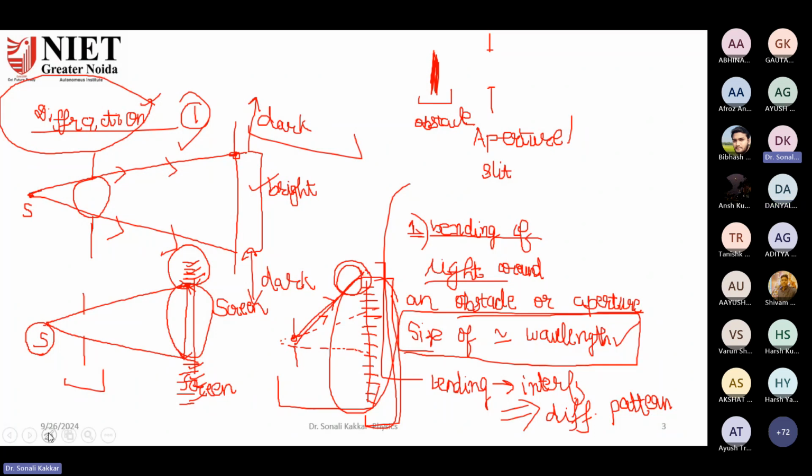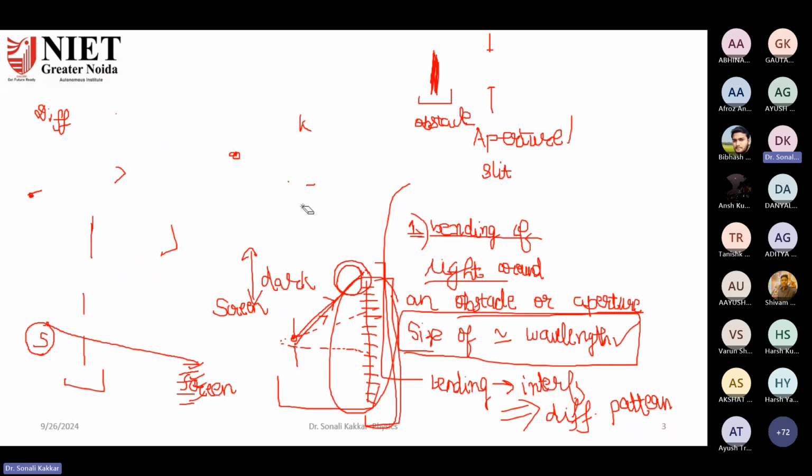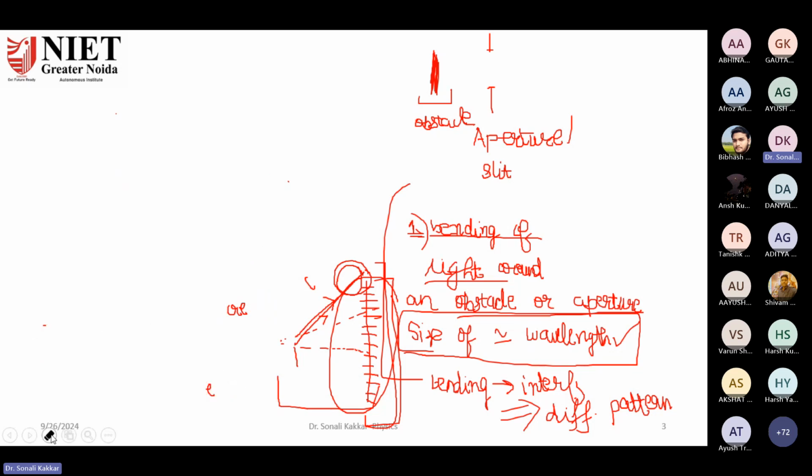Okay, I'll repeat this thing. So diffraction actually consists of two steps according to me. First, there is bending of light. So if the slit is very small in size, this is the screen, there is a source of light. Then light rays reach over here on the screen. There are alternate bright and dark fringes. So the first question is, why is there some brightness? There are bright regions.